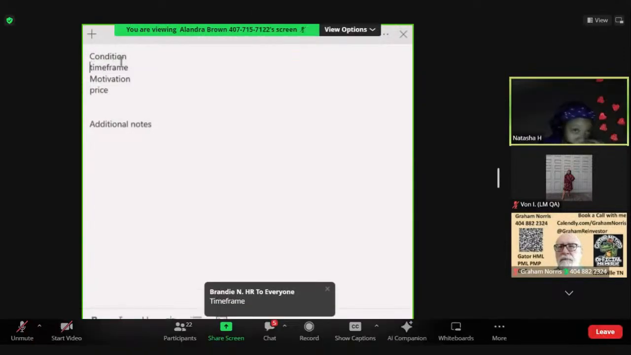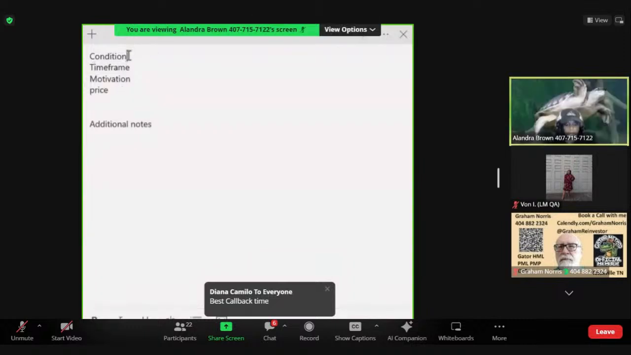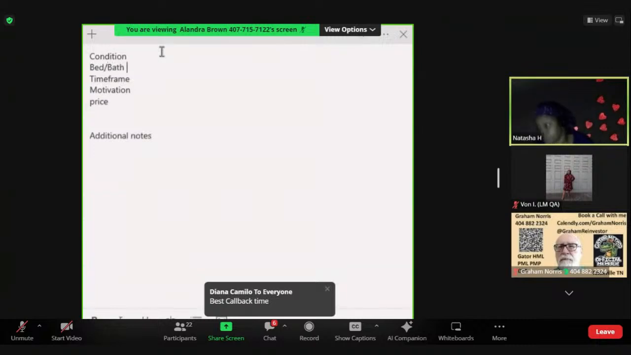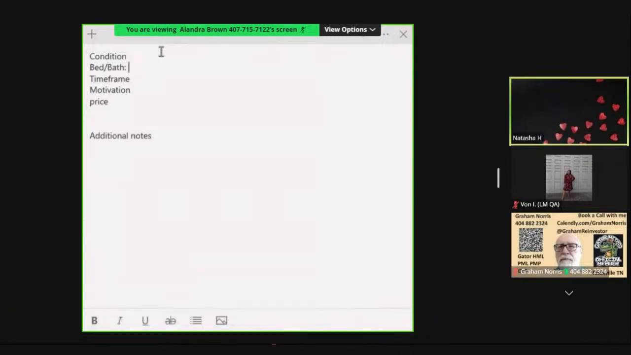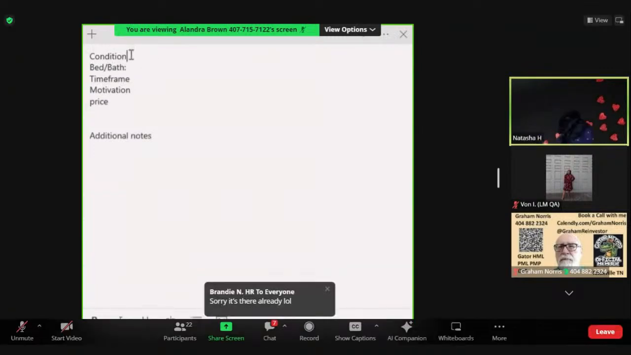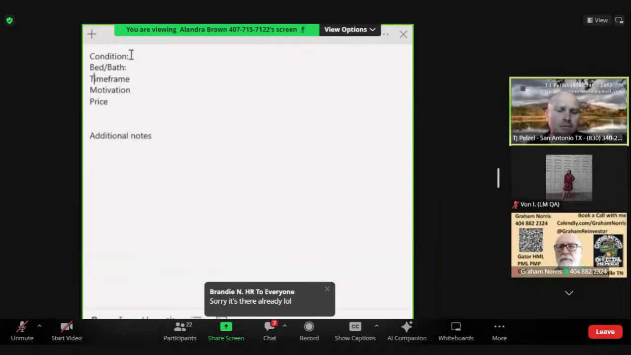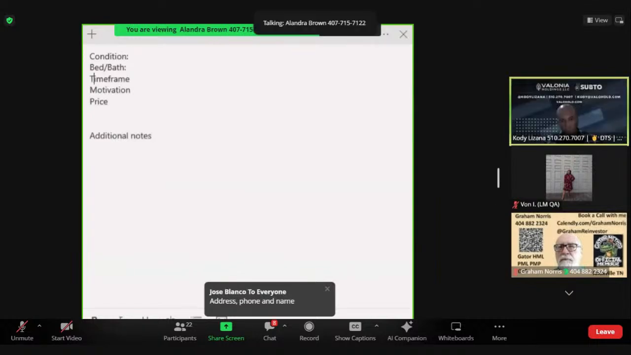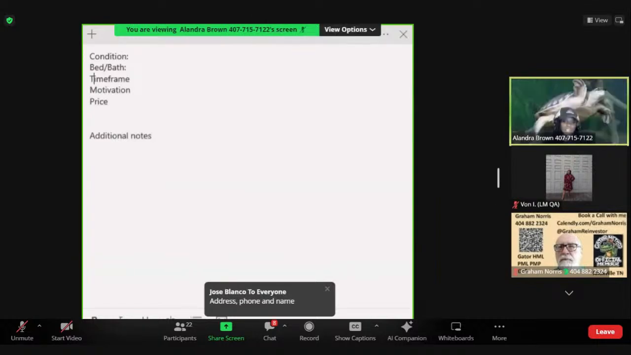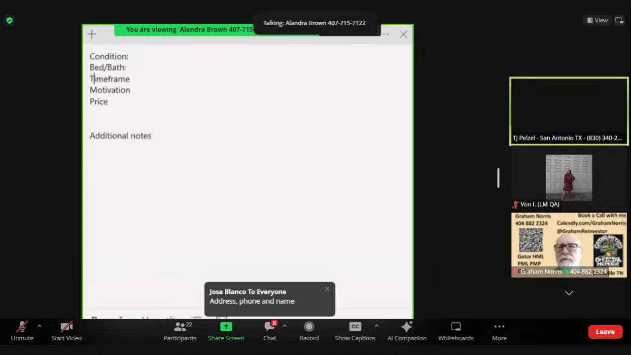Amount of bedrooms and bathrooms. Okay. That's going to fall under condition. All right. Anybody else? There's a couple in the chat. In the chat, yep. You guys got to talk. I'm not good at multitasking. So vacancy, occupancy.